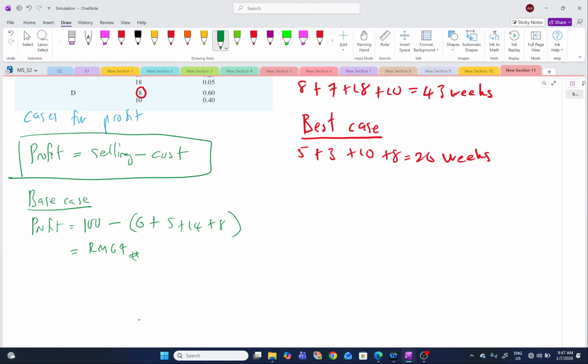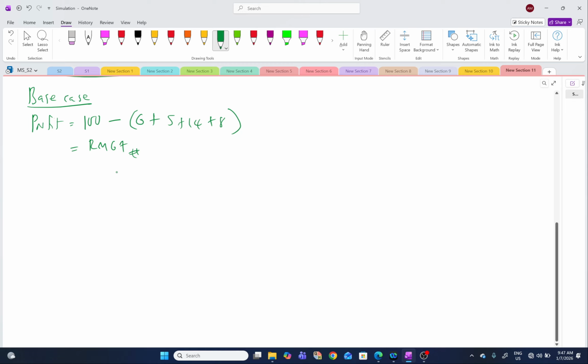Okay, this is base case. Now, what about worst case? Now, we are finding worst case for profit. When I say worst case for profit, bermaksud profit itu sangat kurang. Boleh faham? Worst case, profit itu sangat kurang.